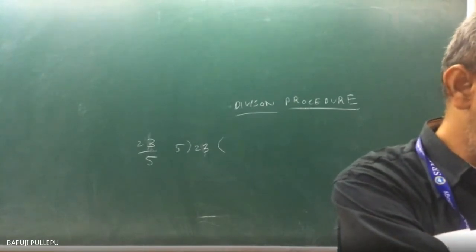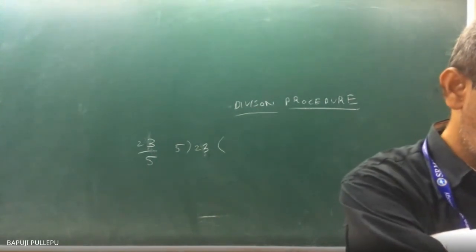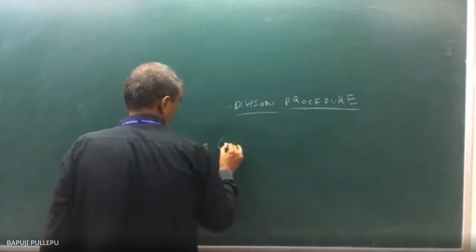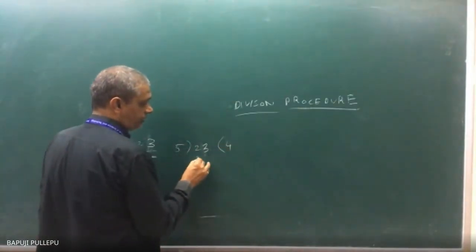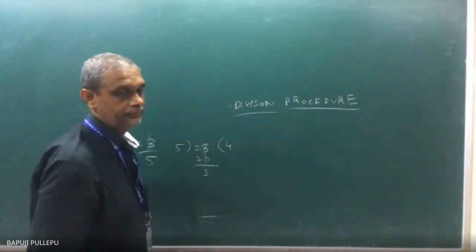How did you study it in the lower standard? Don't tell me point-wise, I don't want decimals. 5 goes in 4 times. Yes, sir. What number will you write here? 4. Here, how much? 20. And this is what? 3. Am I correct or not?